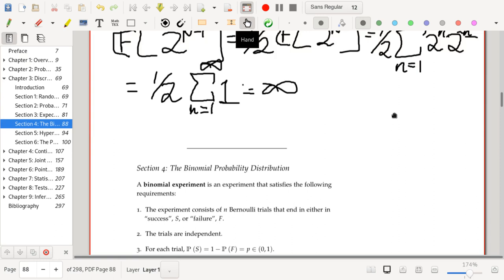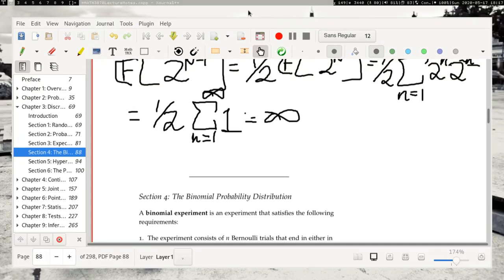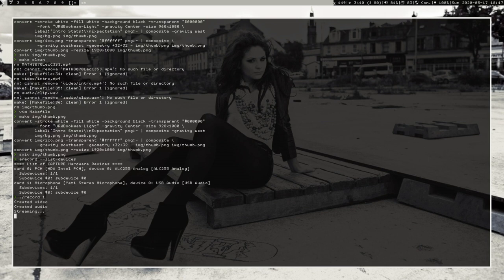Okay, so I'll just leave it at that. We will end the study of this section, and I will see you later. I will see you when we start talking about binomial random variables.